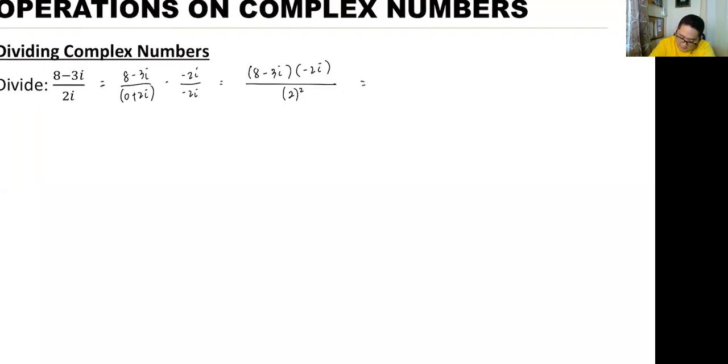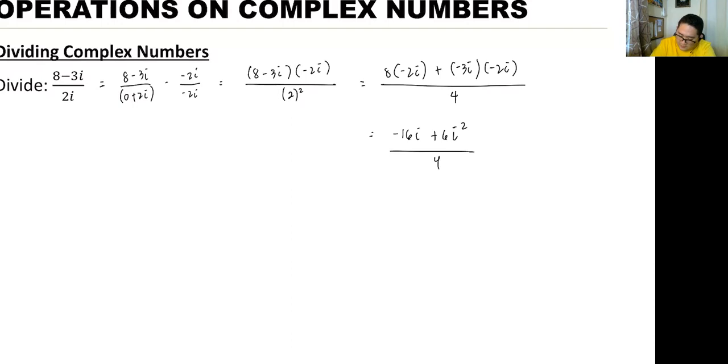Okay? So this will be 8 times negative 2i. So, tapos plus negative 3i times negative 2i. Okay? Then over 4. So we have negative 16i. Then this will be positive 6i squared all over 4. So ito will be equals to negative 1. So this should be negative 16i minus 6 all over 4.